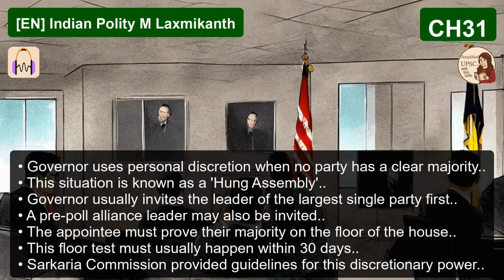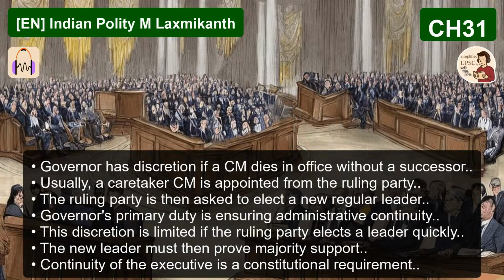And the first one is the classic hung assembly. What happens then? A hung assembly is when no single party or pre-poll alliance gets that clear, absolute majority. This puts all the responsibility on the governor. They have to figure out who is most likely to be able to command the confidence of the House. So what do they do? Just pick someone? Well, there are conventions. They might invite the leader of the single largest party first, or maybe the leader of the largest pre-poll coalition. But whoever they appoint, and this is crucial, that person then has to prove their majority in a floor test. The confidence motion. Exactly. And it has to happen quickly, usually within 10 to 30 days.